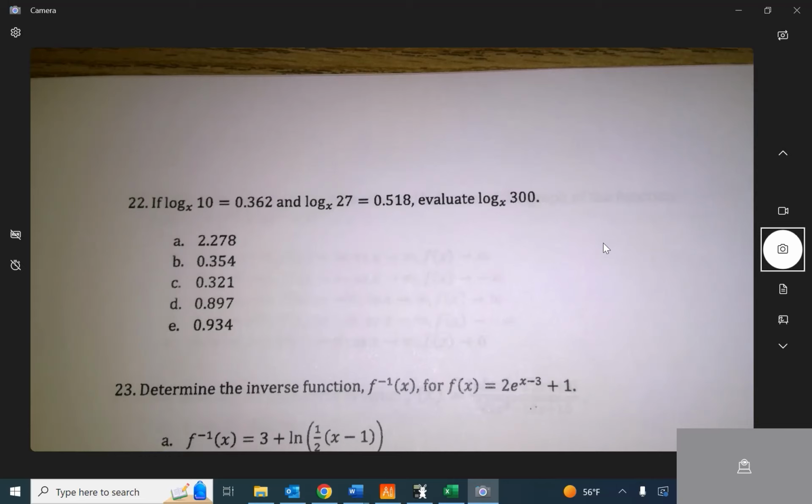If log base x of 10 is this number and log base x of 27 is that number, evaluate log base x of 300. Well, we'll see if we can cheat with a calculator. We will, but we'll worry about that later on. So what I'm thinking, and I don't know if it's right or not, this is an old school logarithm problem. All right.